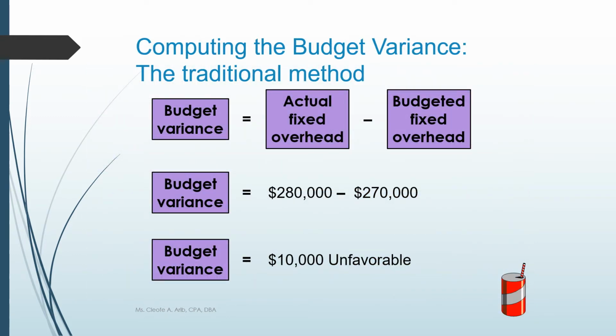So using the given in this problem, let's compute the budget variance of Cola Company. The actual fixed overhead, if you go back to the given, is 280,000, while Cola Company budgeted fixed overhead at 270,000. If you compare actual with what is budgeted, actual is higher by 10,000. That is why our budget variance is unfavorable. It is not hard to remember this variance because you have a clue: budget variance. All you have to do is compare the actual fixed overhead with what you have budgeted.